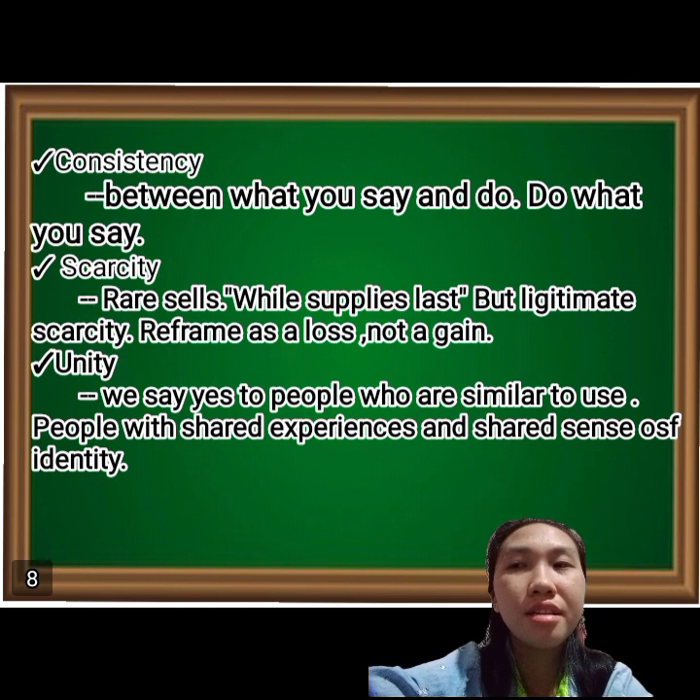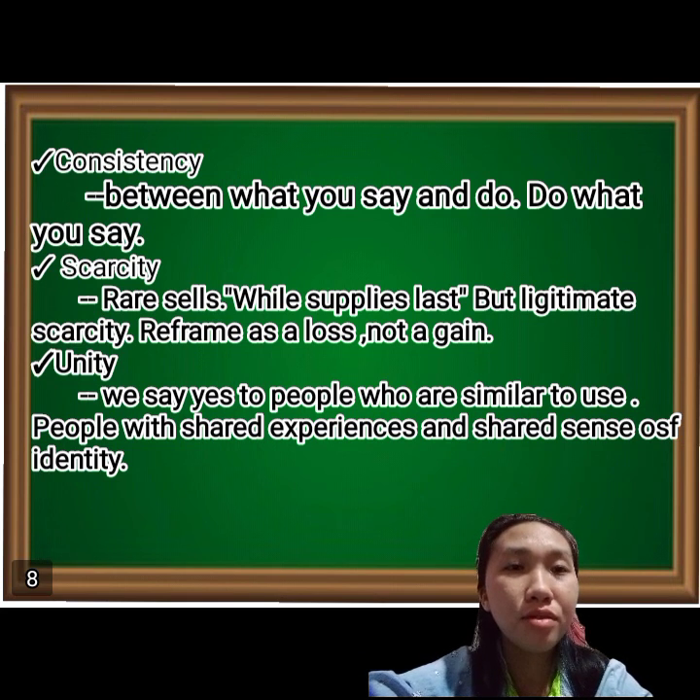And the last is unity. When we say yes to people who are similar to us, people with shared experience and shared sense of identity. That is unity. So, kailangan talaga may unity ang bawat isa. Like for example, you are a businessman, or in a corporation. So, you need unity para magkaisa ang inyong tunguhin at maging mas matibay ang inyong pakikipagsamahan.